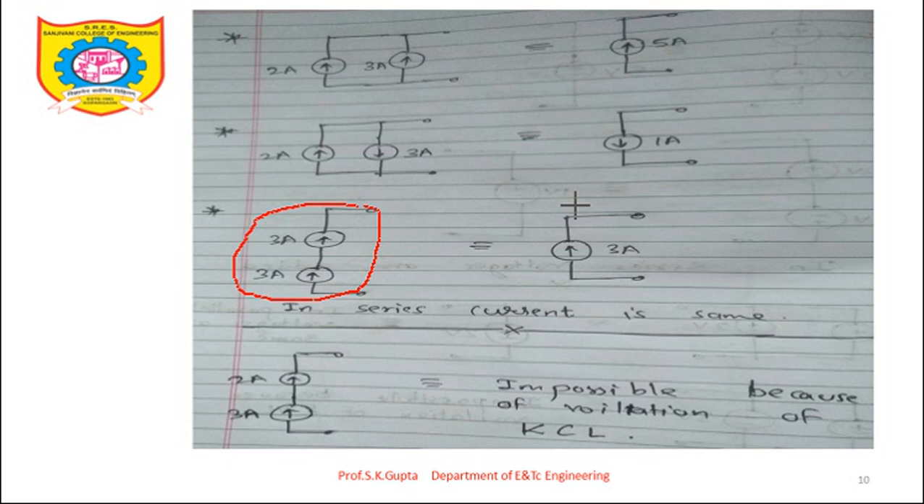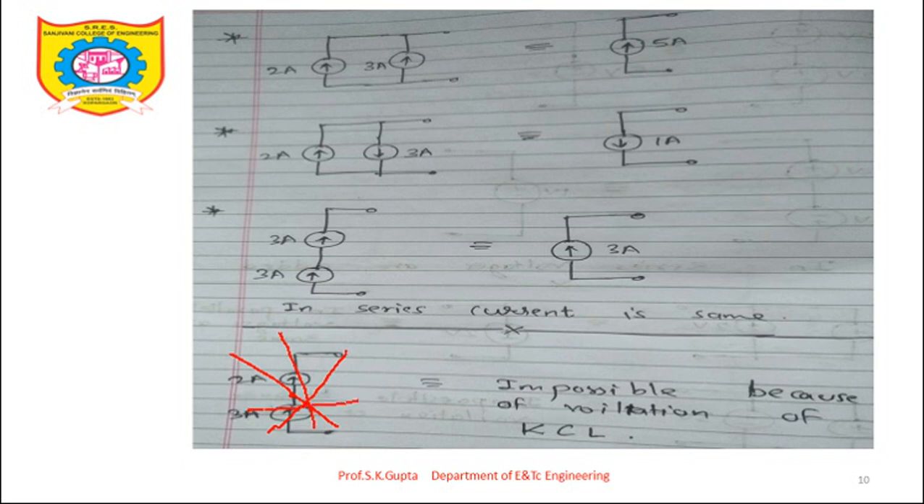So remember this point. In series voltages are added, and in parallel voltages are same. But for current sources, in parallel currents are added and in series current remains same. Okay, now consider the last case. One 3 ampere source is connected in series with a 2 ampere source. Now if I try to apply KCL over here, incoming current is 3 ampere and outgoing current is 2 ampere. So incoming current is not equal to outgoing current. That means it is violating Kirchhoff's current law. So again, such a circuit is not possible.